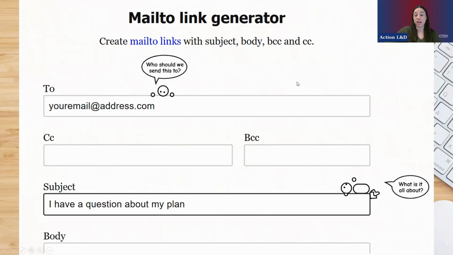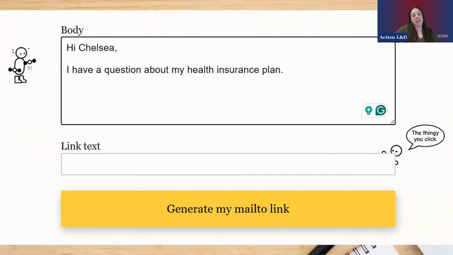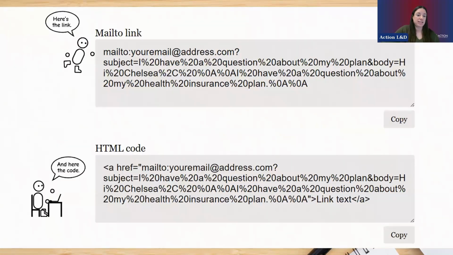It's just mailtolinkgenerator.com. You type in your email address, the subject line, you can add it in for them. So this is going to send an email on their behalf. You type in what you want in the body. Hey, Chelsea, I just have a question about my health insurance plan. And then you would push the generate my Mailto link button. It creates a link for you.